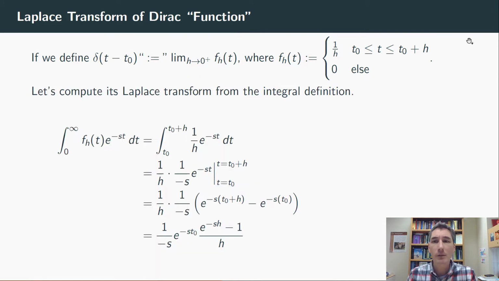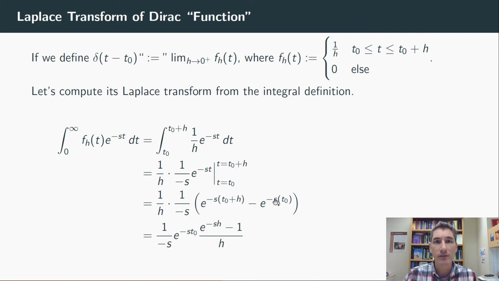Okay, so how would the Laplace transform interact with this? Well, we can certainly take the Laplace transform of the fh function, this constant function between t naught and t naught plus h. When you integrate from 0 to infinity, you're only going to integrate from t naught to t naught plus h because everywhere else fh is 0. The height is 1 over h on that interval. And then this is really just integrating e to the minus st. So you get negative 1 over s, e to the minus st, evaluated from t equals t naught to t naught plus h. When you plug those values in, you get this expression here.